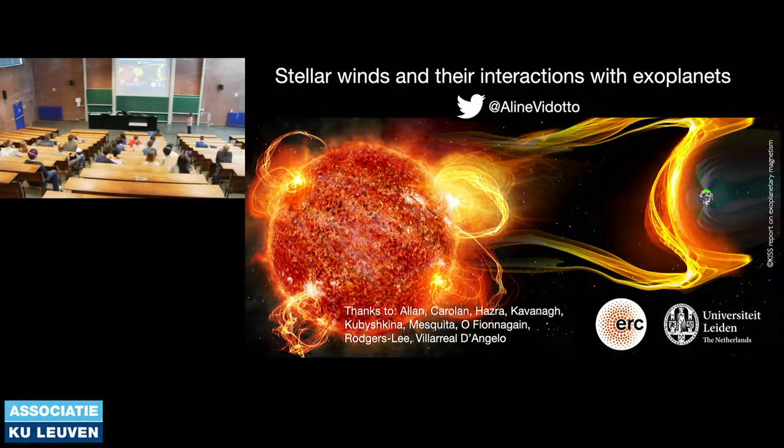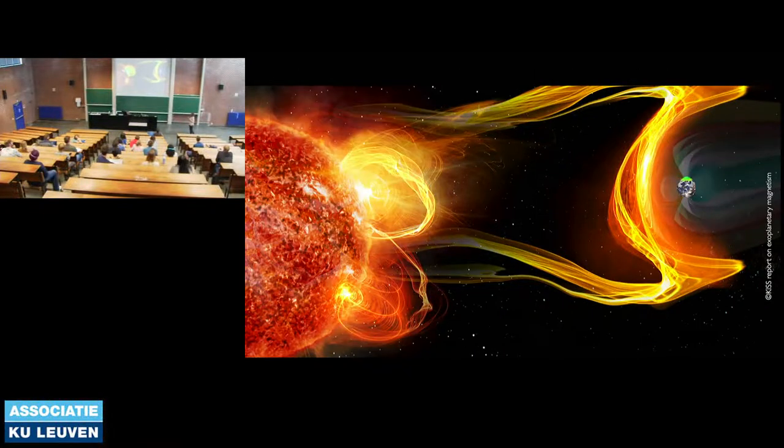Right, so I would like to talk to you about how winds of stars interact with exoplanets. Now, before I start, when I say stars, I mean low-mass main-sequence stars. And when I say exoplanets, I mean close-in exoplanets. So just keep that in mind. I'm going to be presenting today work done by a bunch of people, so I should probably highlight their names here. These are the important names for you to keep. So let me start first talking about these interactions.